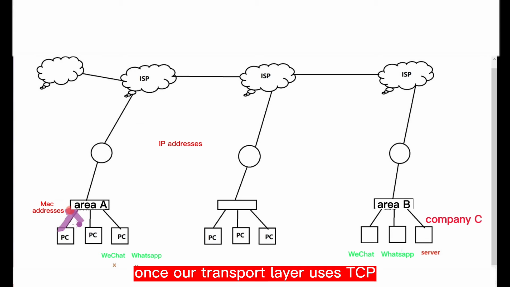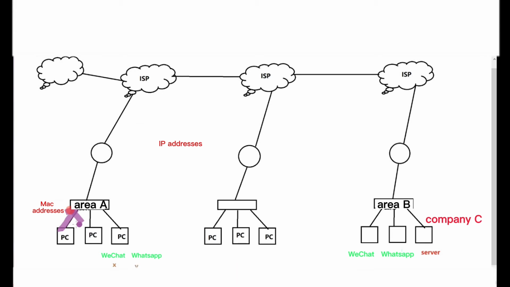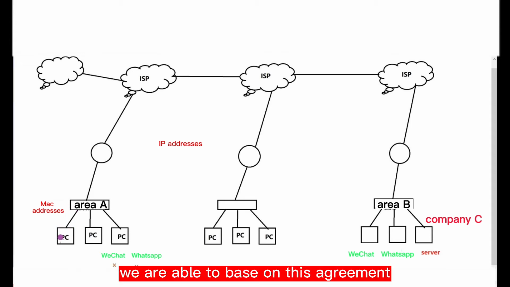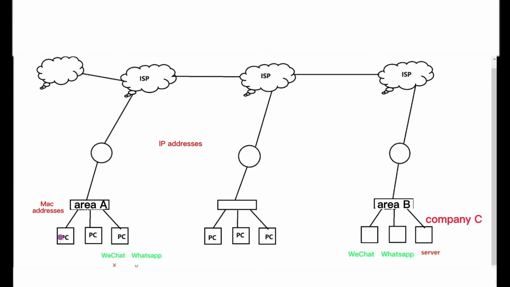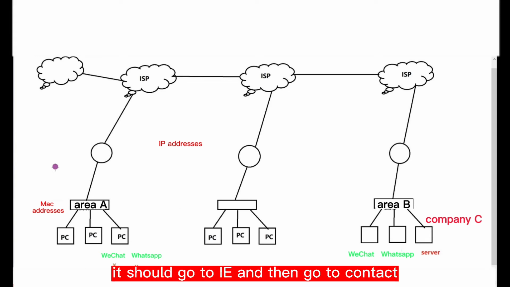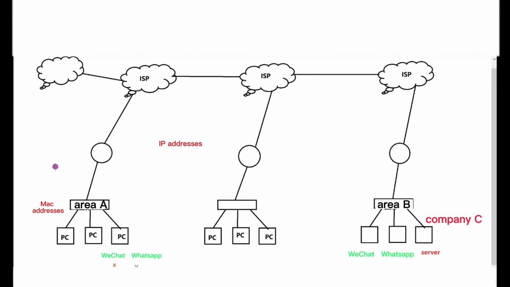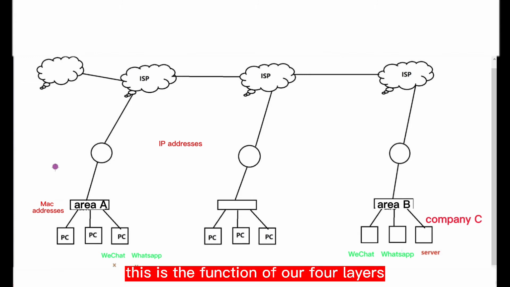Once our transport layer uses TCP for encapsulation, if data is lost halfway through your data transfer, we are able to retransmit the data based on this agreement. But not if it is UDP; the data is lost. You just need to have an impression, because for the fourth layer we can't learn many functions here. This is the function of our four layers.